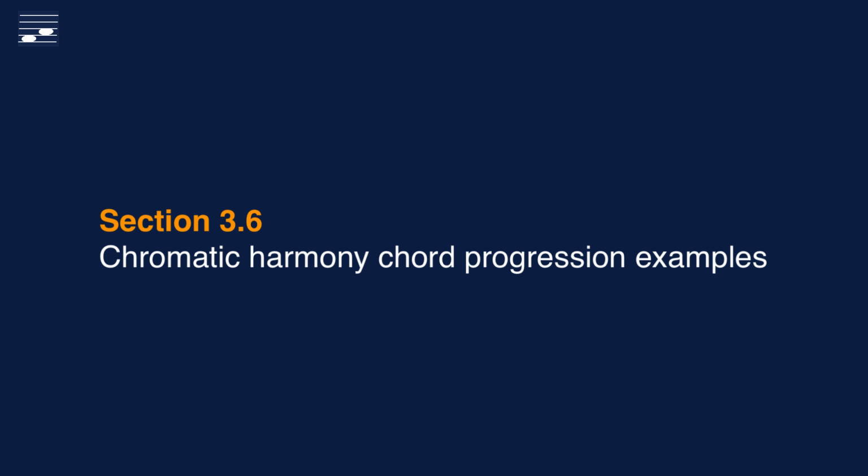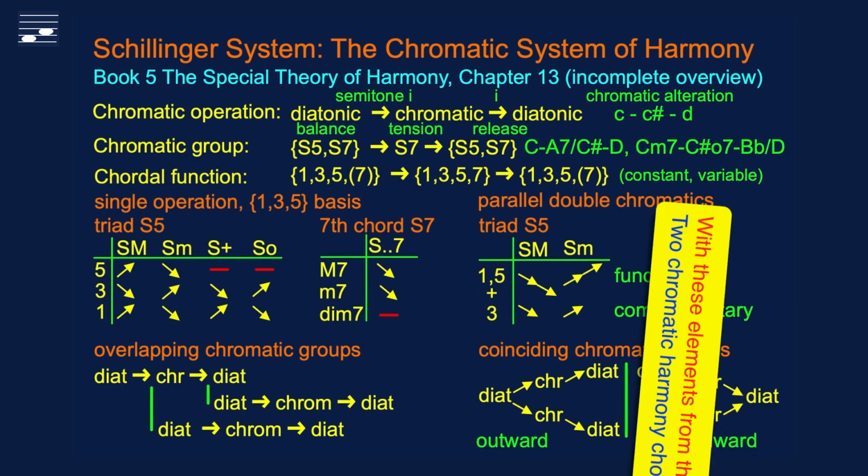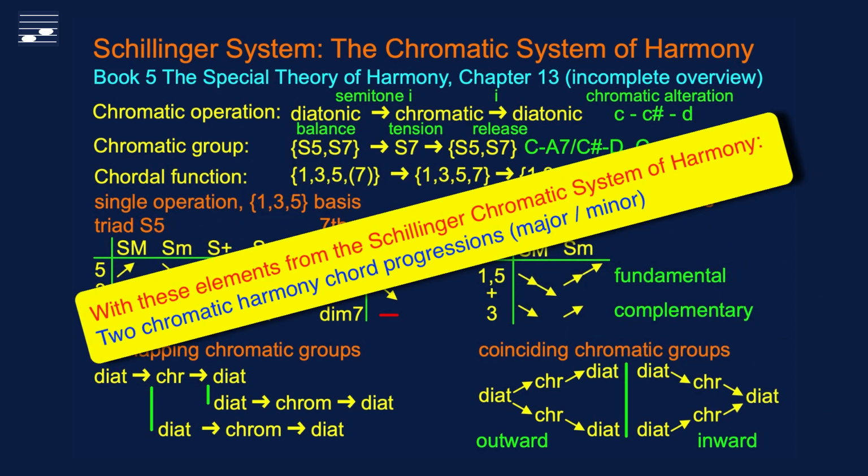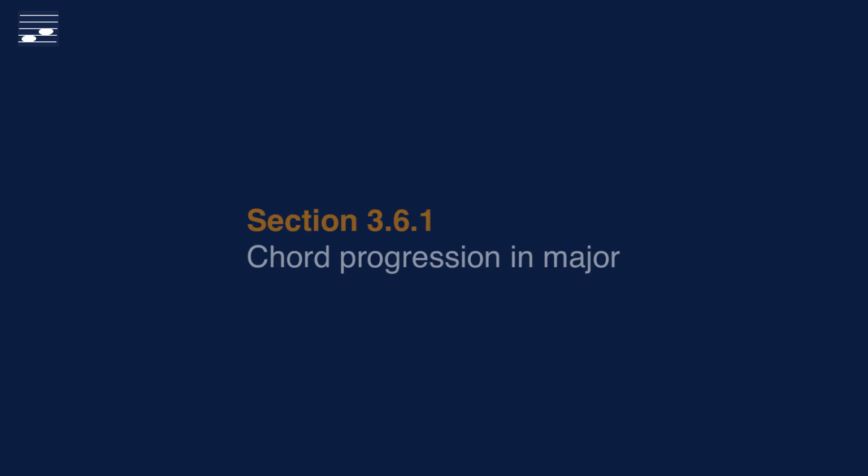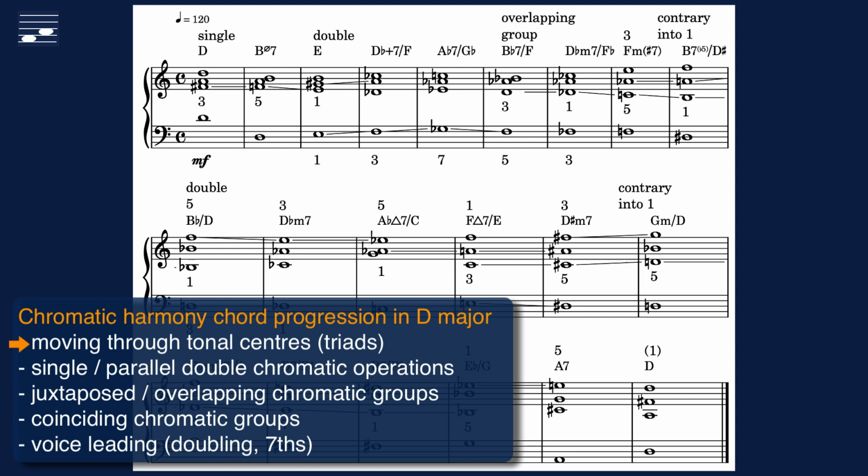This completes the introduction of the element set from the chromatic system of harmony that we need to create chord progressions in that style. You'll see 2 example progressions, one in major, the other in minor. This is a somewhat longer chromatic chord progression in D major.